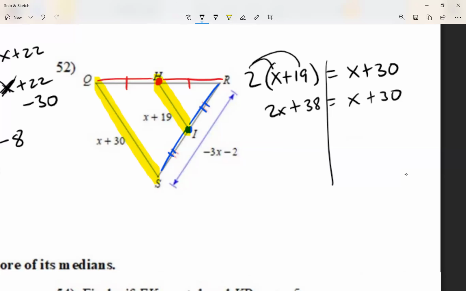Separate to the equal sign. So the small x, I'm going to move it here as a minus x. Don't forget to switch the sign. This plus 38, let me move it over as a minus 38. I know 2x minus 1x is 1x. 30 minus 38 is negative 8. So x equals negative 8.